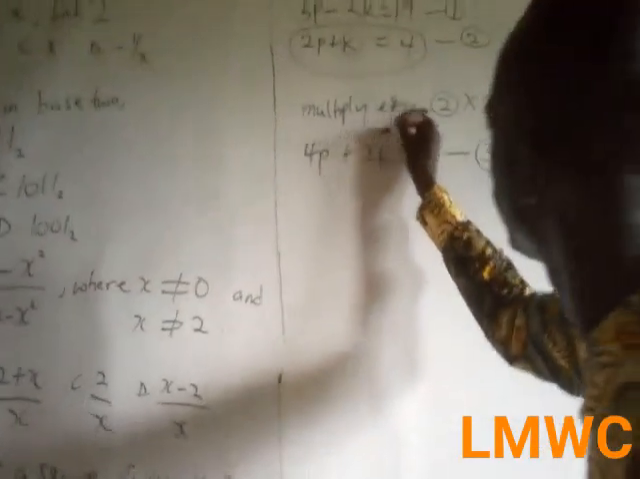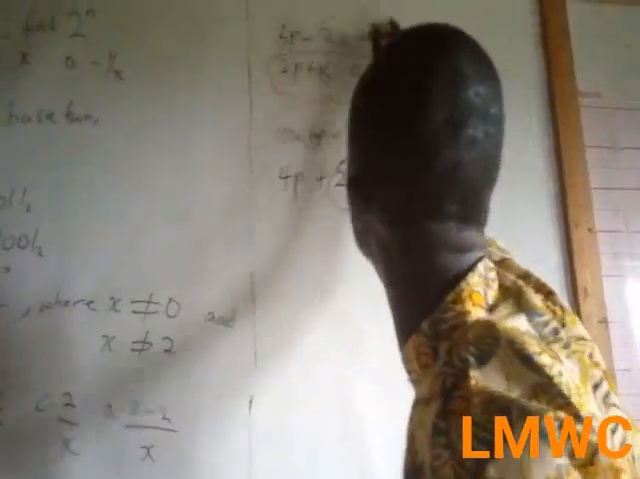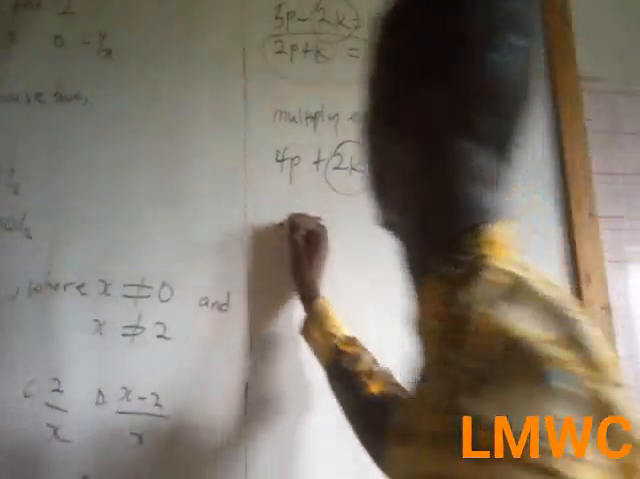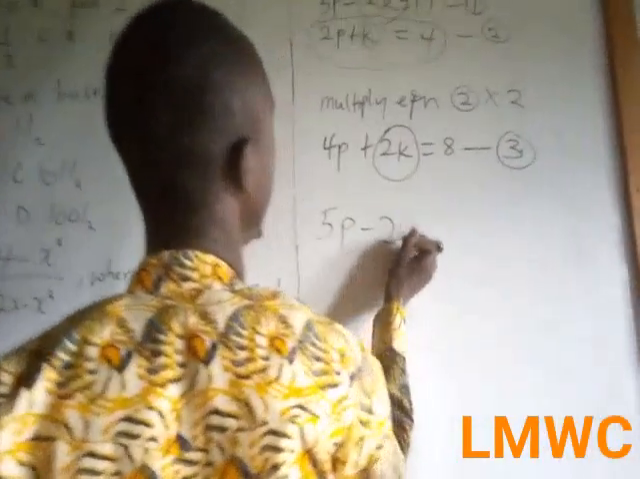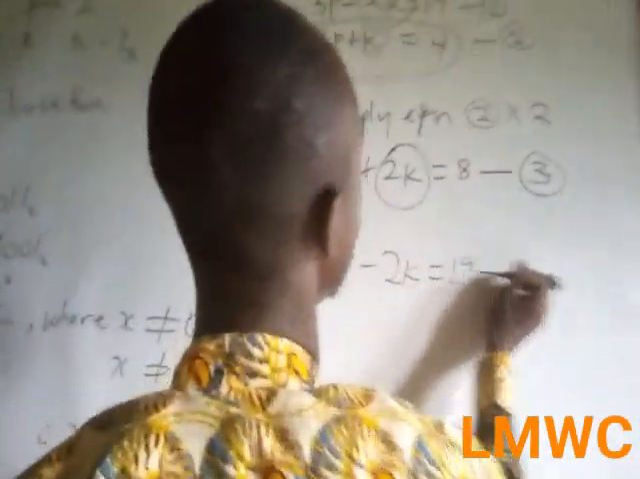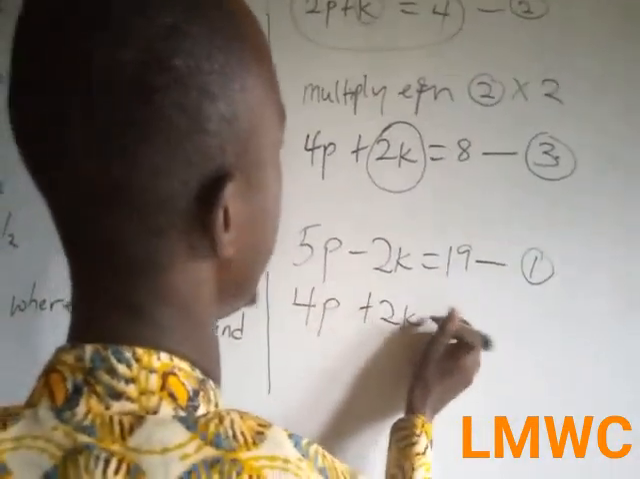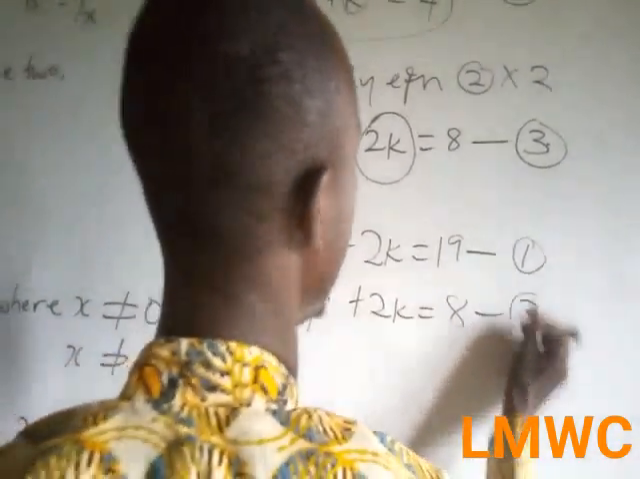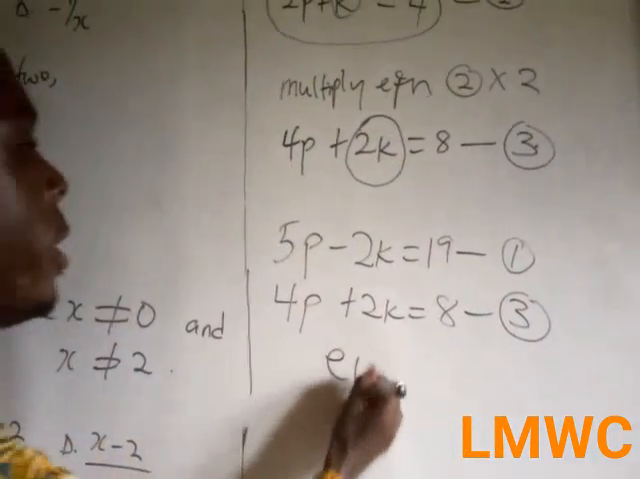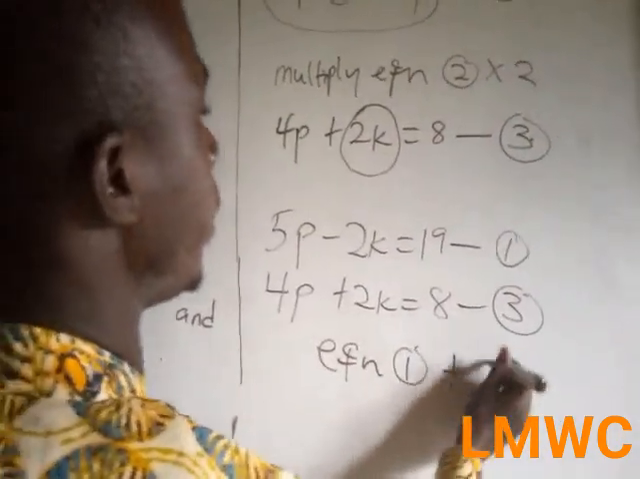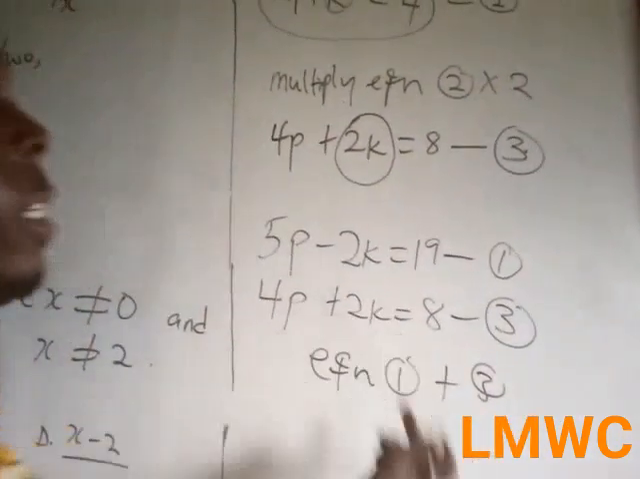Now that we have this one as 2k and this one as 2k, we can eliminate the k. So we have 5p minus 2k is equal to 19, equation 1. 4p plus 2k is equal to 8, equation 3. So we can say equation 1 plus 3, because this plus this becomes 0.